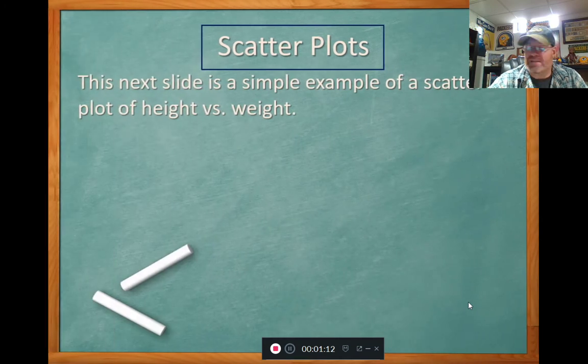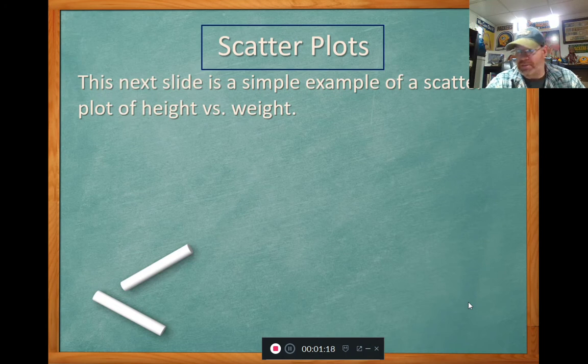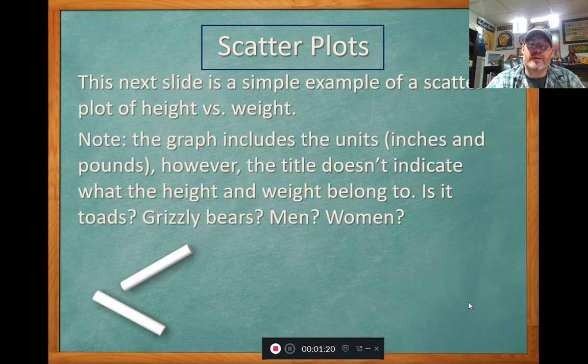So in this next slide that I'm going to show, it's an example of a scatter plot, and it's got some good things and it's got some bad things about it. The good thing is it does include the units. Inches is across the x-axis, pounds is on the y-axis. But when you look at this, the title doesn't indicate what the height and weight belongs to. Is it the height and weight of toads, grizzly bears, men, women?